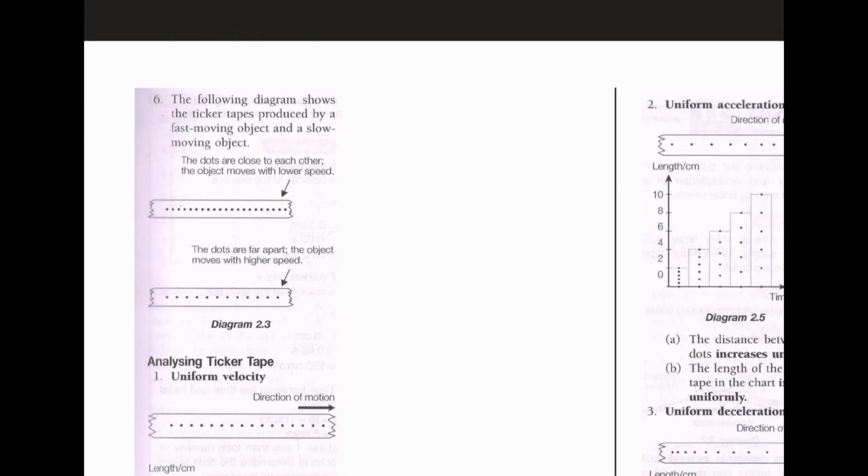So this is the one. If your ticker tape looks like this, that means the object moves with lower speed. If the ticker tape is making a greater distance between two dots, that means the object moves with higher speed. Okay, so now let's see this part. Analyzing ticker tape.